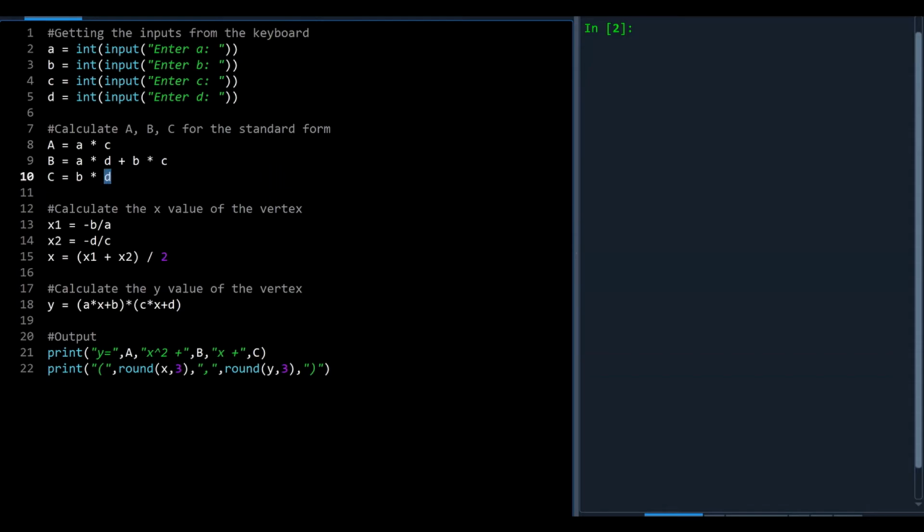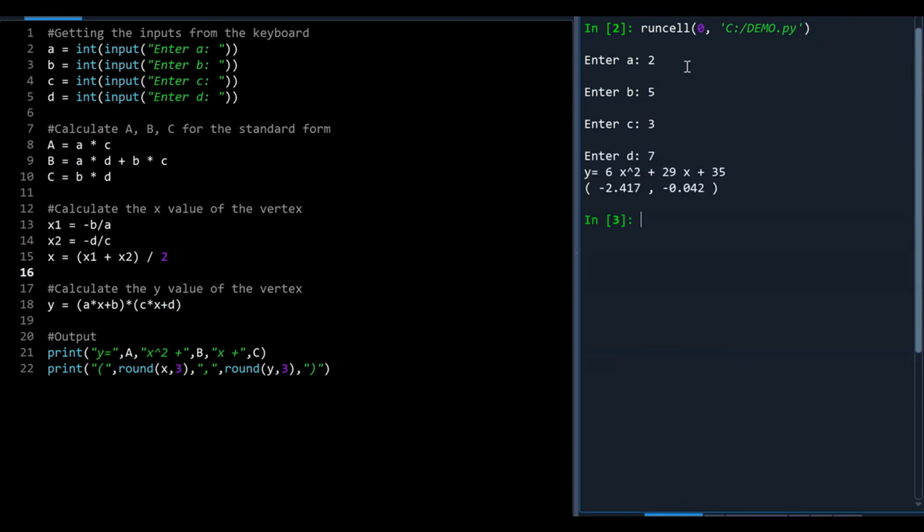Okay, all right, let's give that a shot. So what was my a value? I'll use the one that I just did. So 2 is my a, 5 was my b, 3 was my c, and 7 was my d. Okay, so what do I get? I got 6x squared plus 29x plus 35.